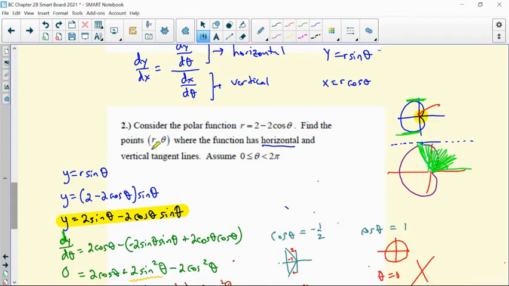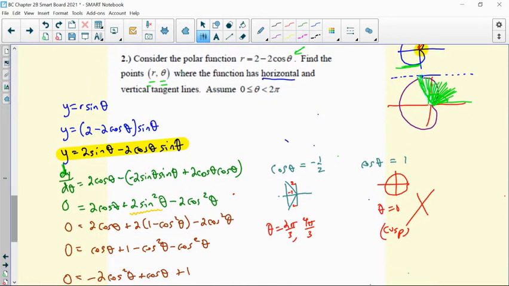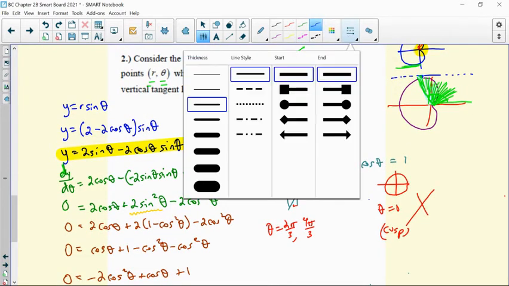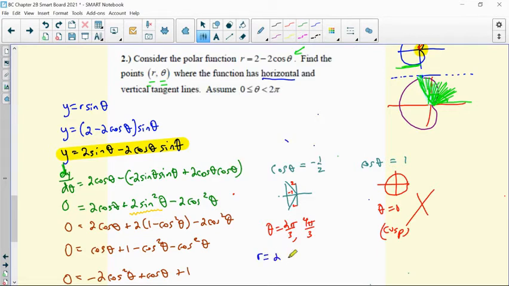So it does ask us to find r comma theta. We just found theta to be 2 pi over 3, so let's go ahead and sub that in. We need 2 minus 2 cosine of 2 pi over 3 to get the r value. So r is equal to 2 minus 2 cosine of 2 pi over 3. Again, cosine of 2 pi over 3 is negative 1/2, so 2 minus 2 times negative 1/2 becomes 2 plus 1, which is equal to 3.